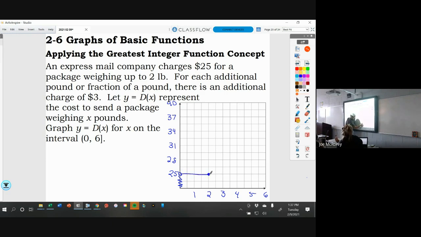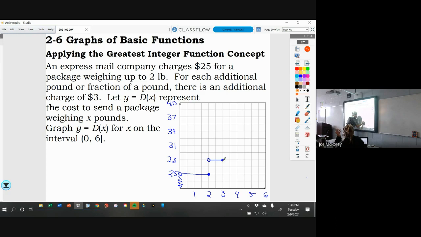No, it should be equal. And the instant I pass 2 pounds, how much is it going to cost? $28. But that's going to be an open circle here, because the closed circle is included at 2. And how long is it going to stay 28? Till 3 pounds, till the next fraction of a pound.